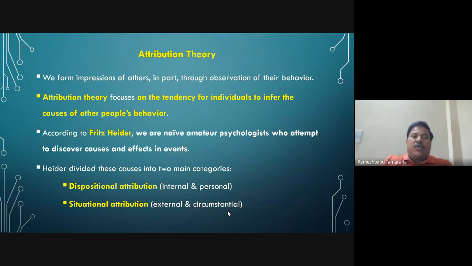So Heider further divided these causes into two main categories. One is dispositional attribution, which is internal or personal, and the other is situational attribution, where you ascribe motivations or causes to external or circumstantial situations.